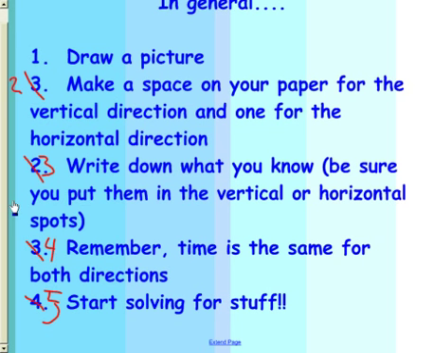And so anyway, after you do number 4, which is remember time is the same, you just look and see what you can solve for. Sometimes it's a 2 or 3 step problem, and you might have to solve for something in the middle to get where you want to go.